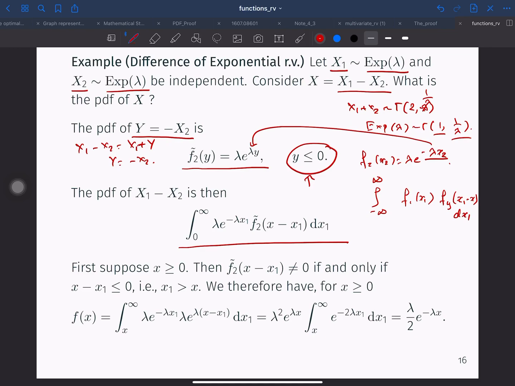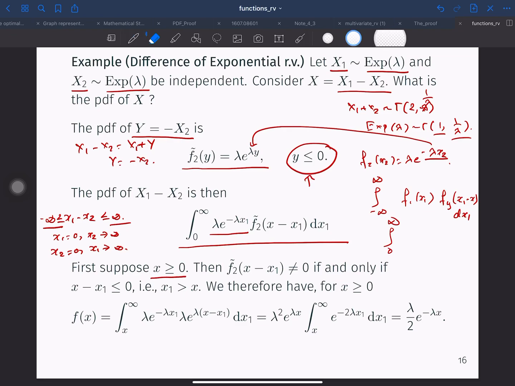But because x1 is exponential, the limit of integration has to be replaced from 0 to infinity. That's what happens here. But now I have to be careful about the values. So x1 minus x2 can take on any value from minus infinity to infinity, because I could let x1 be 0 and x2 converge to infinity, or I could let x2 be 0 and x1 converge to infinity. So the difference could be anywhere between negative infinity and infinity.